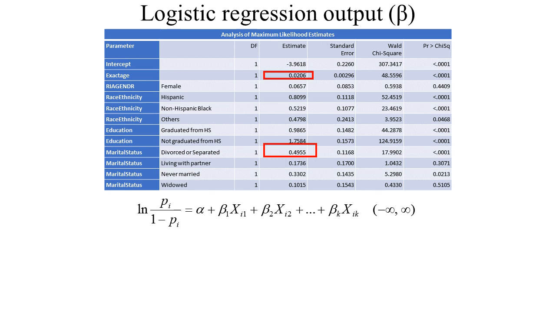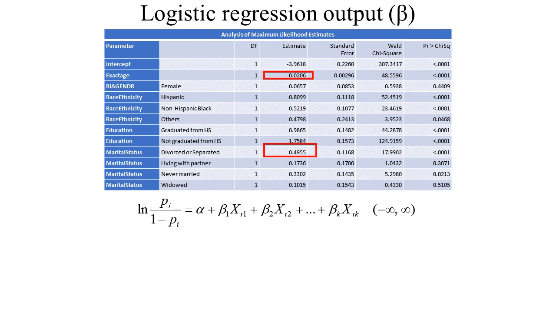This is the result of a logistic regression analysis from the SAS example in the previous session. The table is titled Analysis of Maximum Likelihood Estimates. The dependent variable was self-reported general health and independent variables are gender, age, race/ethnicity, education, and marital status. Since the logistic regression model includes a linear combination of independent variables, the beta coefficient for each independent variable was estimated, just as in linear regression. For example, the estimated beta coefficient for age is 0.0206, and that for divorced or separated is 0.4955. These two estimates will be used as examples in later slides.